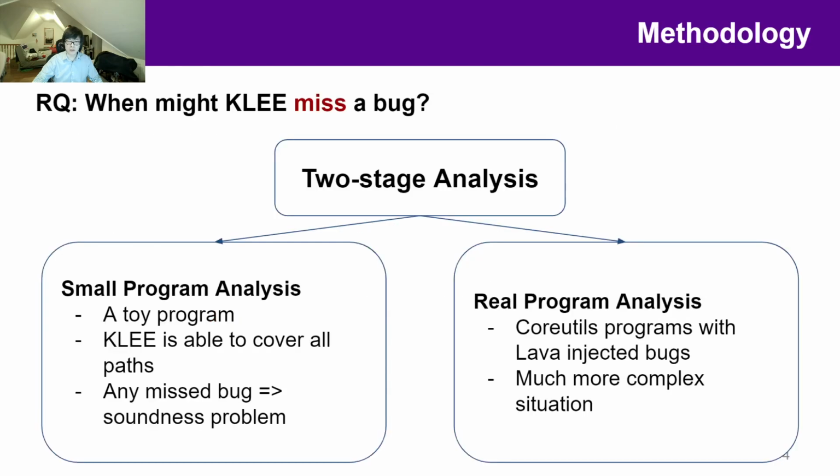Firstly, to answer the question when KLEE might miss a bug, we have a two-stage analysis: small program analysis and real program analysis. In a small program analysis, we expect that KLEE can traverse all possible paths and should be able to find any bug we injected. In other words, if it misses a bug, this indicates a soundness issue. In a real program analysis, we evaluated KLEE with real programs with Lava bugs to test KLEE with a much more complex target and environment.